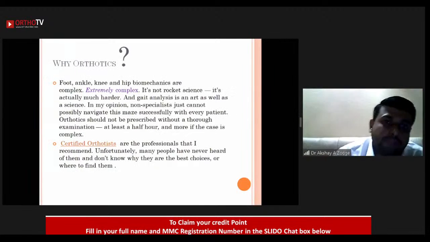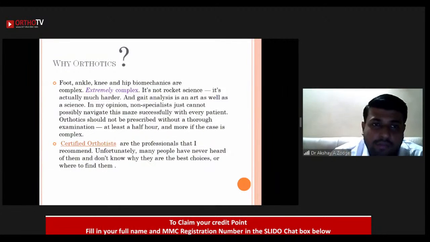Why an orthotist, rather than orthotics, is a very simple answer. Foot, ankle, knee and hip biomechanical principles are extremely complex. It is not rocket science, but it is actually harder to understand and to gain confidence in through experience, whatever things you do in your practice.